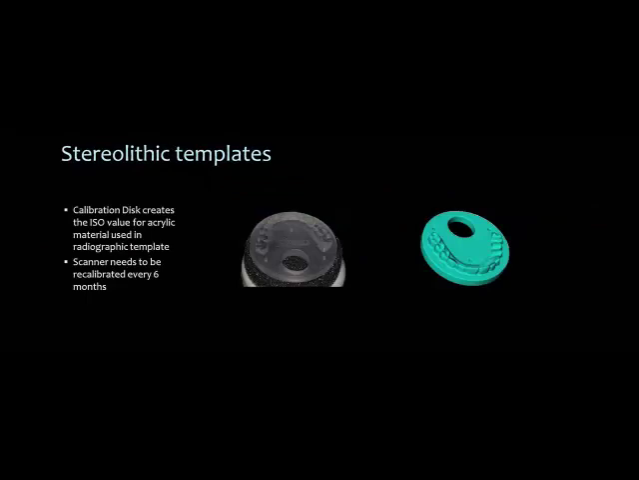So the manufacturers have been listening, and they've developed some calibration tools that are essential for guided surgery. This calibration disc helps calibrate our scanners to get the proper ISO value for the acrylics we use for our radiographic templates. This will allow us to have more accurate stereolithography of our surgical templates.